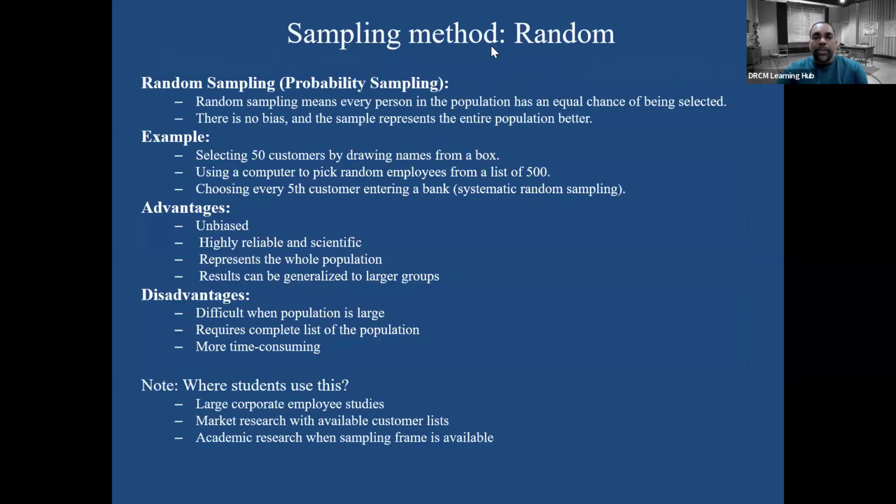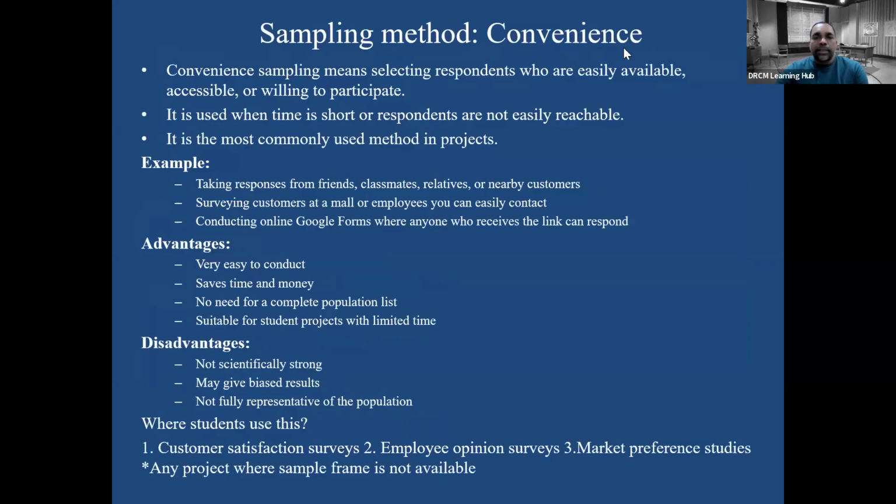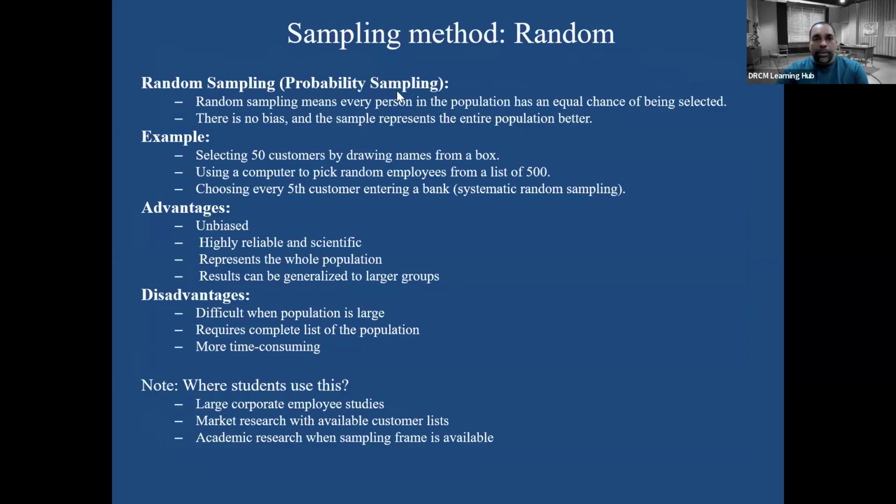Now, sampling methods. I said we are using two sampling methods, random and the other one is convenience sample. So which type you use, you need to mention in the first chapter. Random sampling is also called probability sampling. You need to understand only one thing. Random sampling means every person in the population has an equal chance of being selected, which means there is no bias. The sample represents the entire population.